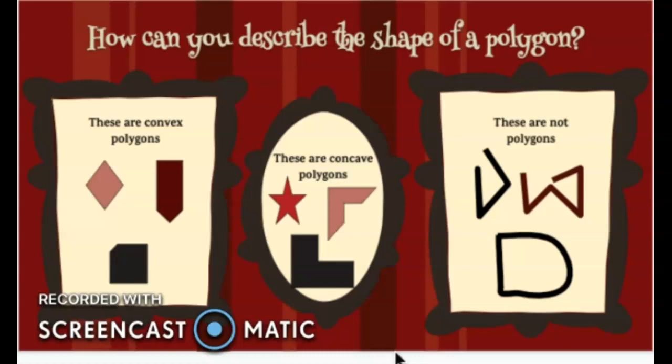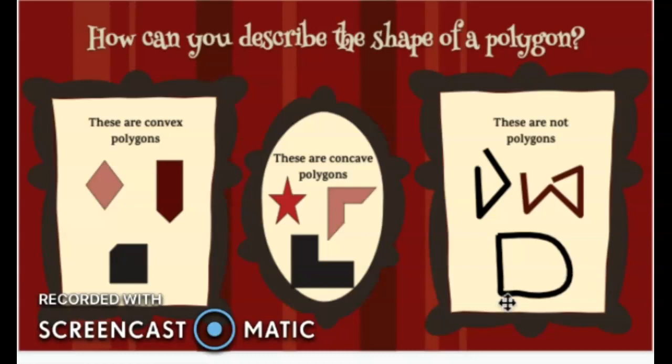And then if you look at the ones on the right, these are not polygons. Now, who can remember what we said the requirements of a polygon are? I'm hoping I'm hearing you all say that they have to be a closed shape. The first two shapes that we see here are not closed. They have openings, so they're not a closed shape. So they're not going to be classified as a polygon.